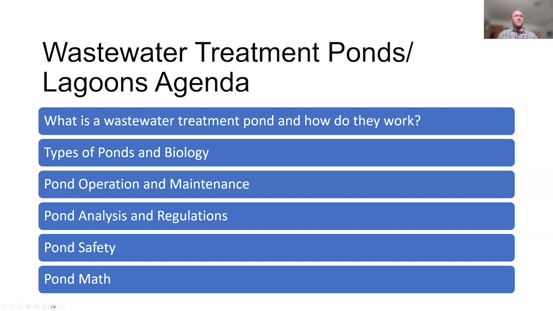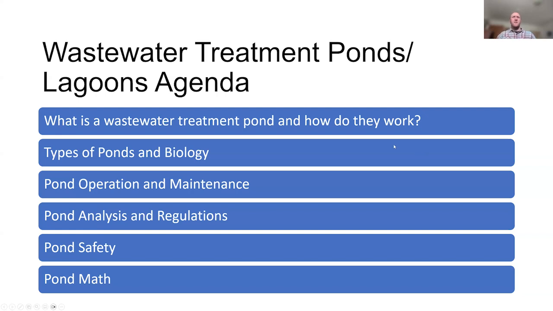Okay, so we're just going to go over what they are and how they work, the different types of ponds and the biology in them, operation and maintenance. We're going to go over a little bit of the analysis and regulations, like the measurements and stuff you can do. We're going to talk a bit about safety and then some math.